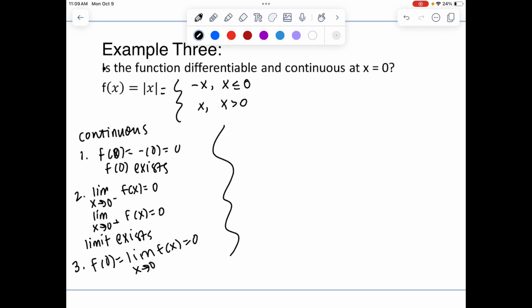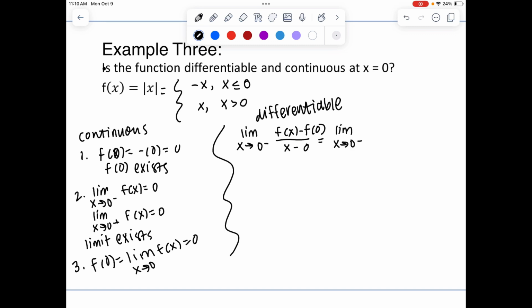Now, though, things are going to get different when we check differentiability. We obviously know that the answer is going to be no, but let's assume that we didn't know that. Then we're going to do the limit as x approaches 0 from the left of f of x minus f of 0, all over x minus 0. We're using this piece right here first because that's where the x values are less than 0. We'll have negative x minus 0 because f of 0 is 0. I can simplify the denominator because x minus 0 is just x. Then I'll have the limit as x approaches 0 from the left of negative x over positive x, and that equals the limit as x approaches 0 of negative 1. If I plug in 0 to that, I just get negative 1. So the left-hand limit is negative 1.